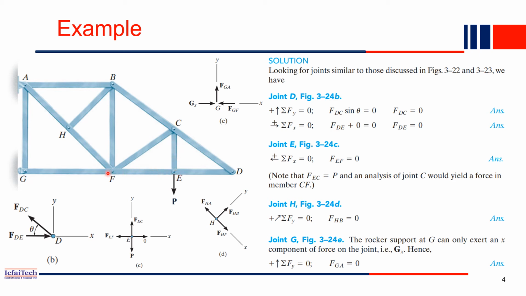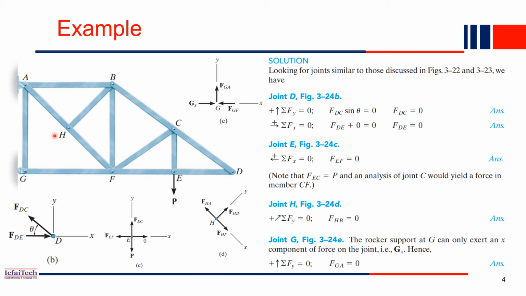So only one horizontal bar force is there, a reaction force. So it also must be equal to 0. Just by looking at this, we can tell that this bar also should carry 0 force. So whatever P load is acting will be directly transferred to this bar. Just by looking, we can tell that.